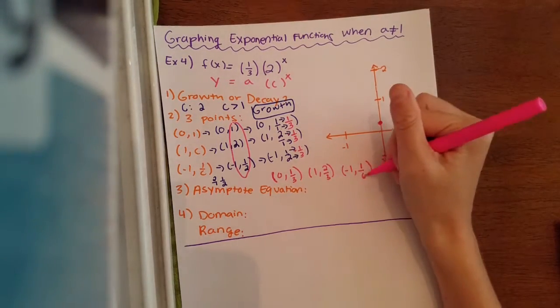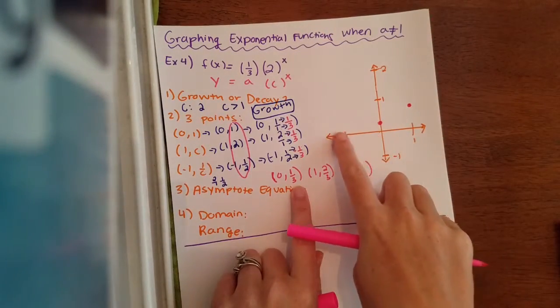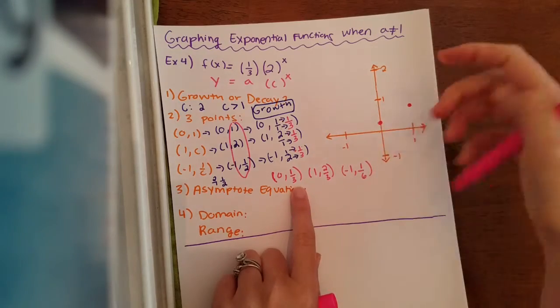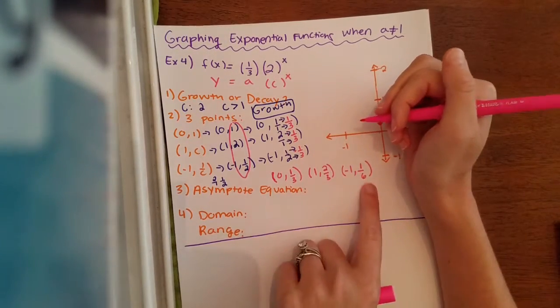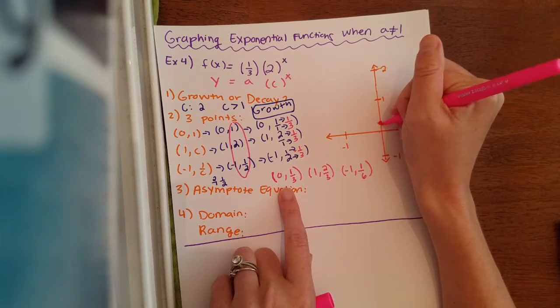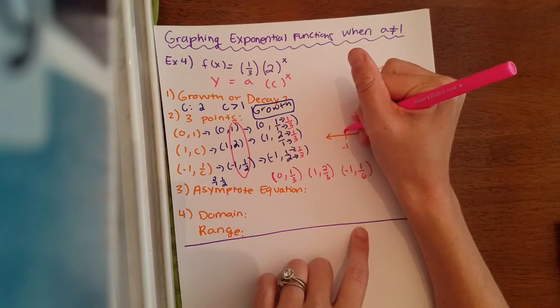Okay, so 1/6 is smaller than 1/3, and since we know this is a growth graph, we know that it should be increasing. So I know this point should be a little bit lower than this one. So I'm going to go down. 1/6 is actually half of 1/3, so I'm going to put it in between the 0 and that point right there. So I'm just going to put it like right there.